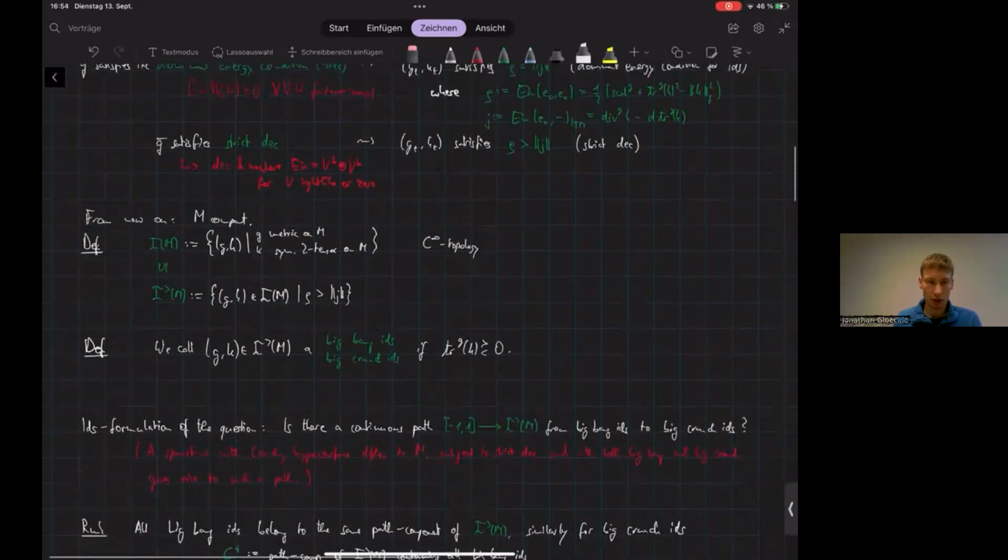What I'm going to do is define certain sets. One is the set of all initial data sets on M. These are just pairs consisting of a metric and some 2-tensor that will play the role of the second fundamental form. On this space of initial data sets, similar to the space of all metrics, we can put some C infinity topology. And inside the space, we now single out a subspace, namely those initial data sets that satisfy the strict dominant energy condition.